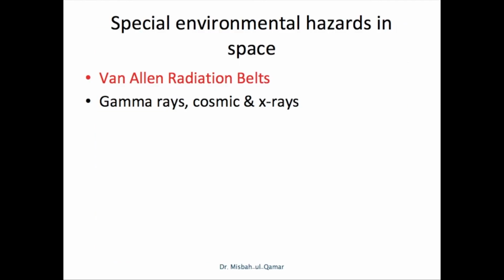You all know that we humans are protected by Earth's atmosphere from space radiation, and the radiations present in space are gamma rays, X rays, cosmic rays, and many more. So, an adequate radiation shield must be provided to spacemen.